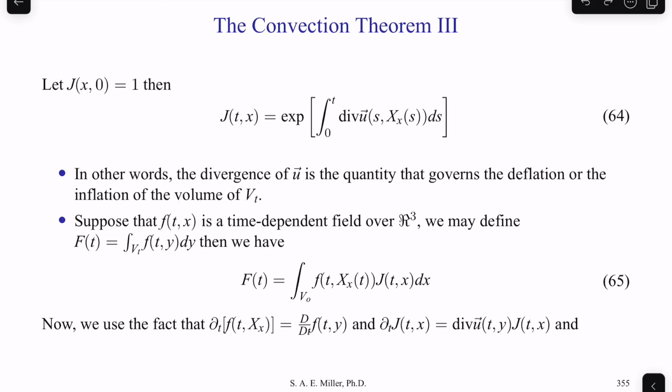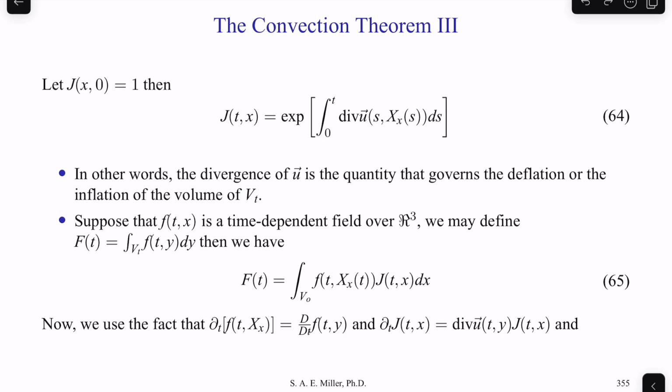Now we'll just, by definition, let the Jacobian be unity at time 0. And then we can write the Jacobian at all higher times t for x as e to the integral from 0 to t of the divergence of u along S. So this means that the divergence of u is a quantity that governs the deflation or shrinking, or inflation or increasing, of a particular volume with time.